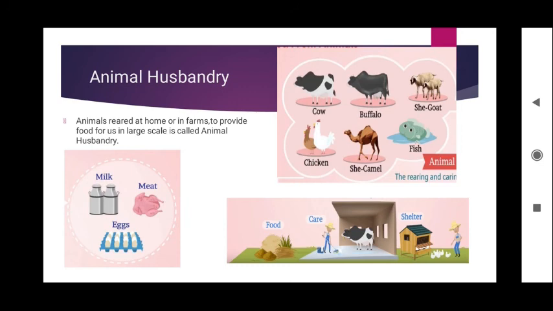Animals which give us all this are like fish, camel, chicken, cow, buffalo, all this. So it is a different branch of science which you will later study in your higher classes.